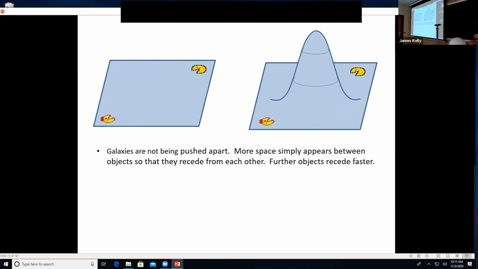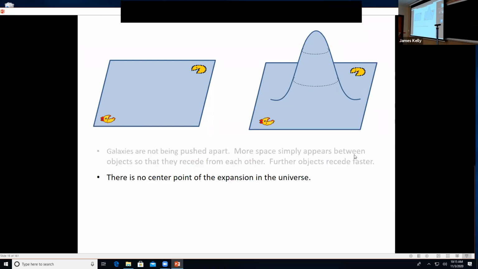Now, there's still a gravitational attraction, or we can think of that as the curvature of space-time. We can't see that in this picture because there's no time. I'm just seeing a picture of space right here. But it's sort of the same way. Don't think of them as being pushed apart, but rather space is just appearing everywhere. Important point is that there's no point in the universe that everything is expanding away.